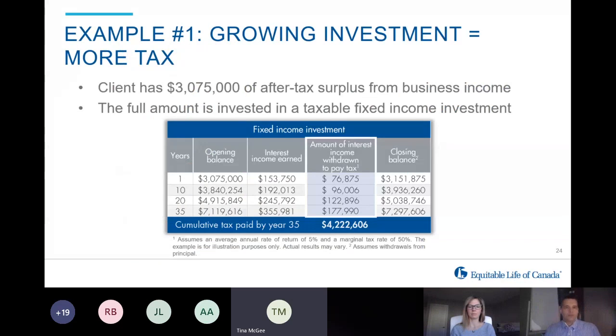So I want to introduce you to an idea here, right? If I had a client and they had $3,075,000, which seems like a weird number, but I'll break it down for you why we did it this way. So it's $3,075,000 in opening balance sitting in fixed income.